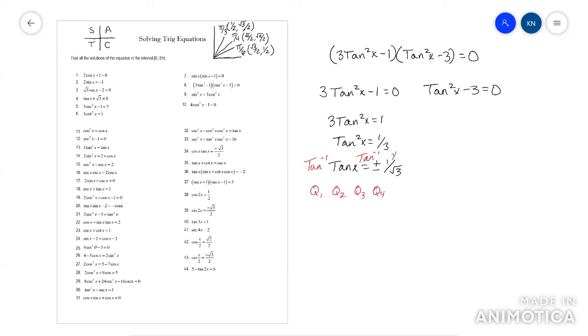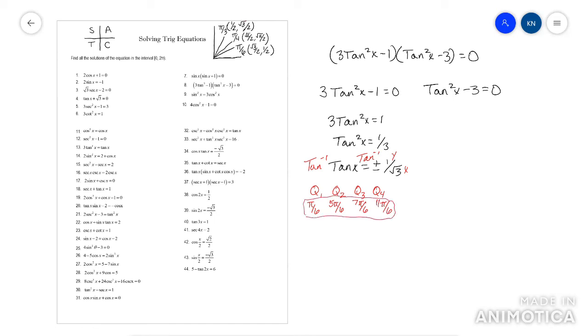And for tan, I like to write y over x. So I'm looking for a y numerator of 1 and an x numerator of root 3. That would be pi over 6. So in quadrant 1, that's just pi over 6. Quadrant 2, that's 5 pi over 6. Quadrant 3, that's 7 pi over 6. Quadrant 4, that's 11 pi over 6. So those are some of my answers.